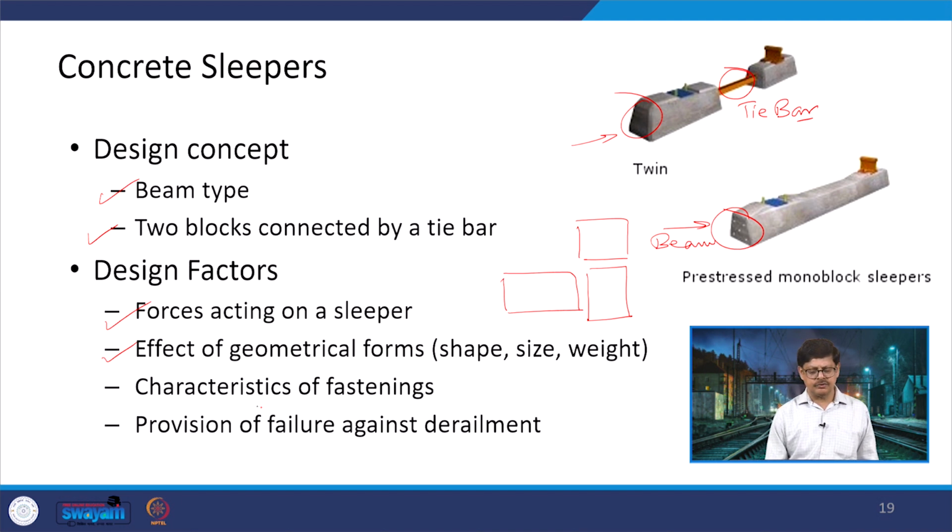Then the characteristics of the fastenings, what type of fastenings are going to be utilized while fixing the rail at the top of these, and the provision for failures, again derailment. If derailment is there, what will happen to this material? This is concrete, so it is a mix of cement and aggregates. So, if the wheel comes on top of these, whether these are going to be damaged, and if they are damaged, whether they are reusable or not.